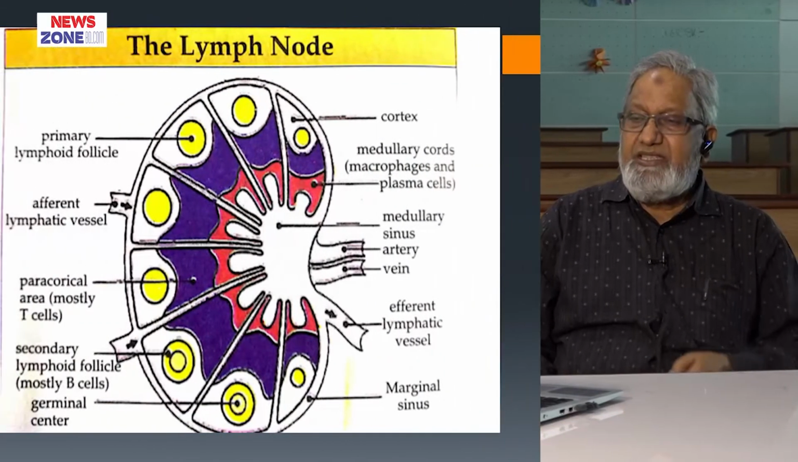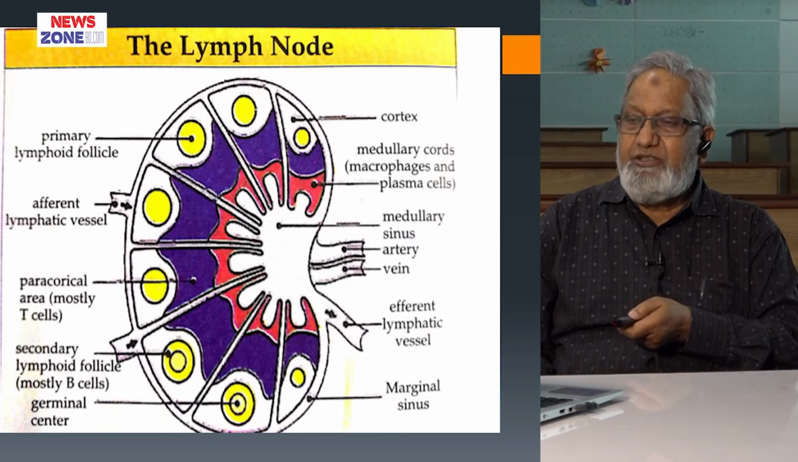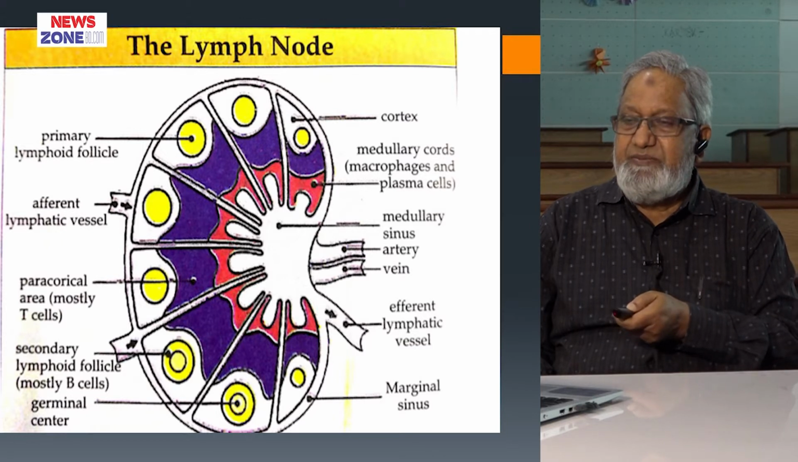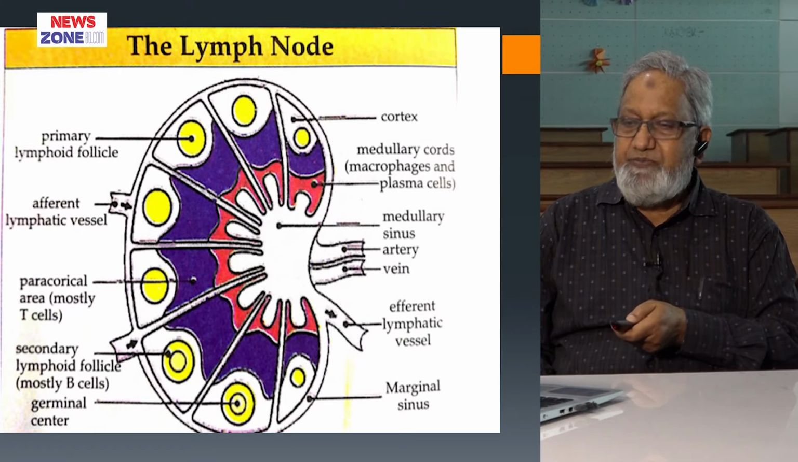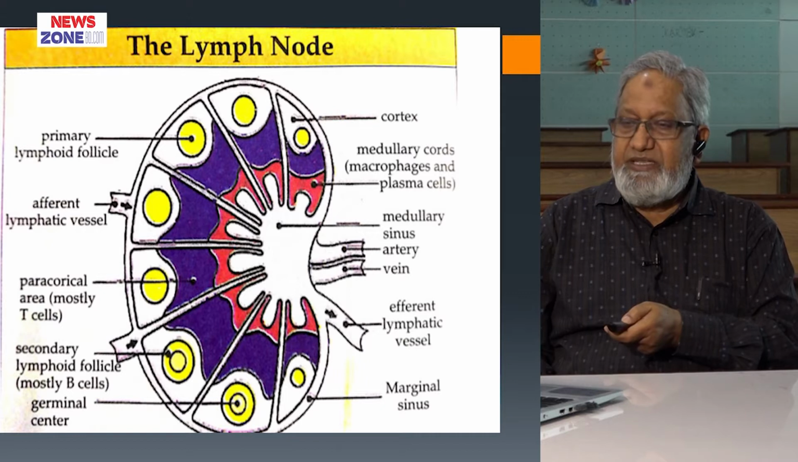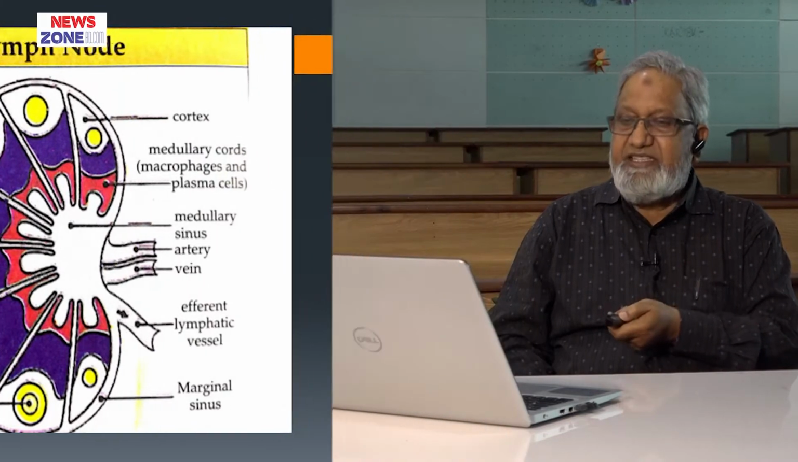You see the lymph node here. These are the primary follicles and these are secondary follicles, and the paracortical areas. These paracortical areas are T cell rich, and the secondary follicles have a center of centrocytes and centroblasts, surrounded by a zone of resting B cells.